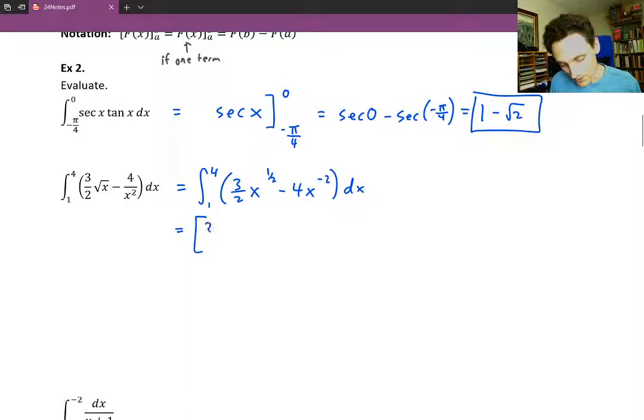Okay, so now what we'll do is the constant coefficients will hang out in front. We're going to add 1 to the exponent, which gives us 3 halves, and then divide by 3 halves, which is like multiplying by 2/3. Dividing by a fraction is like multiplying by the reciprocal.